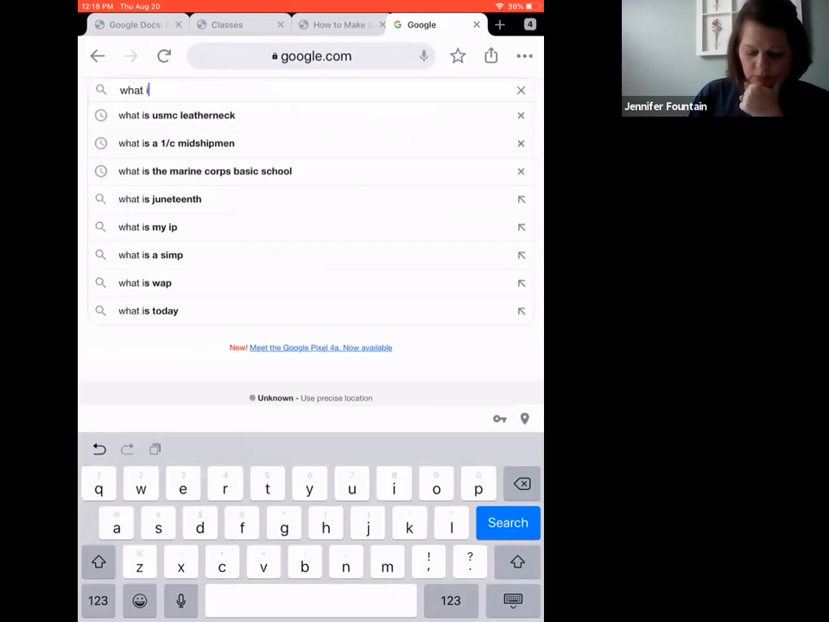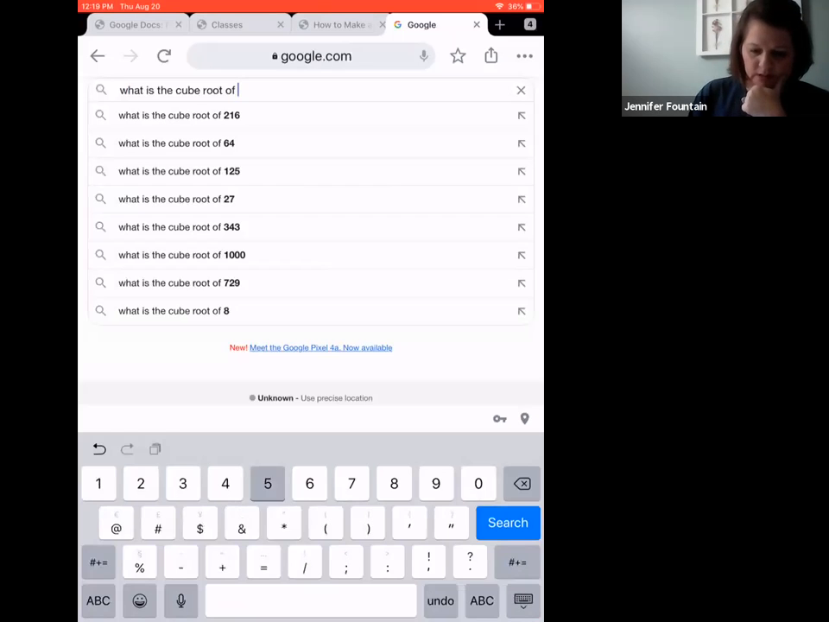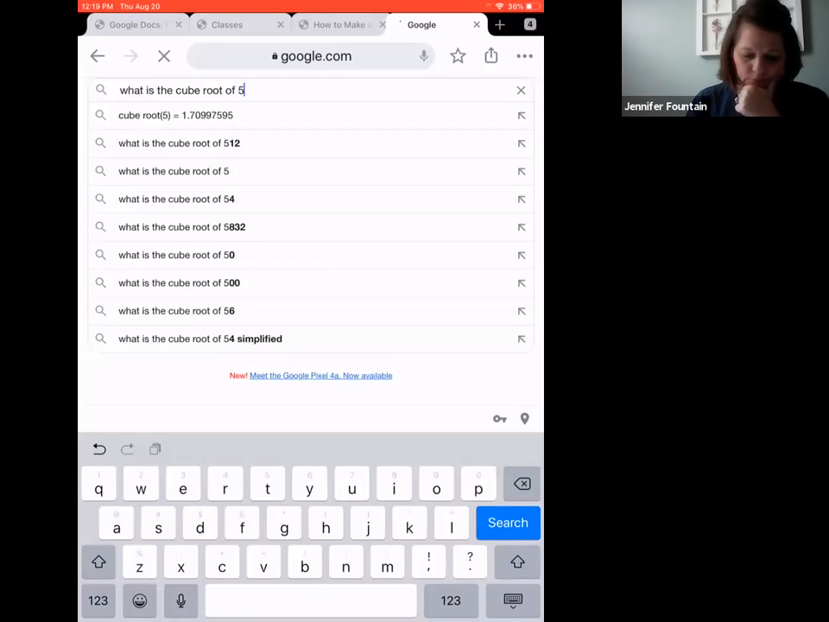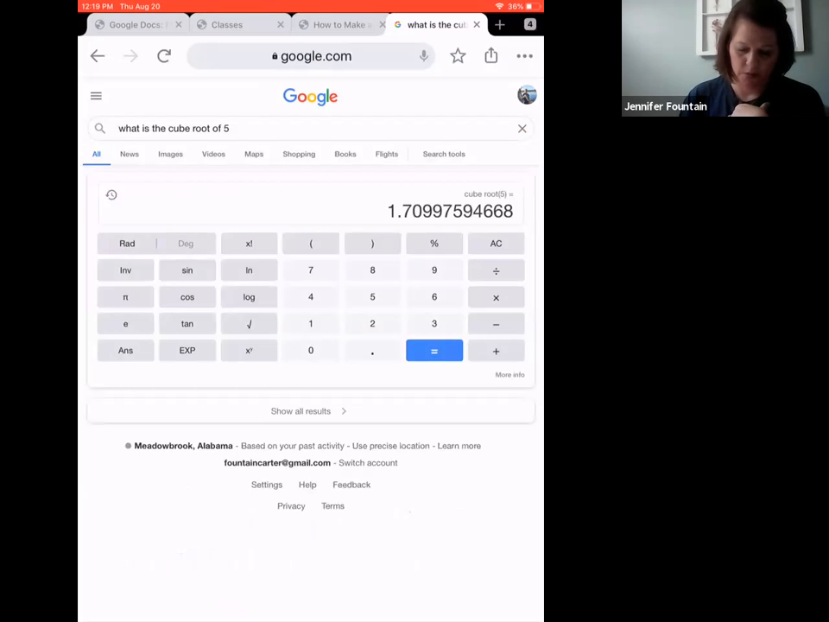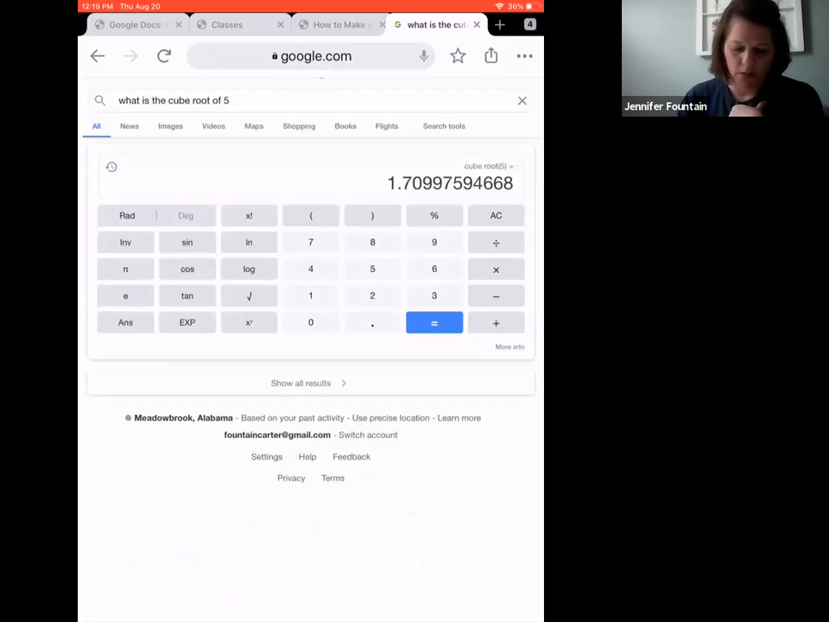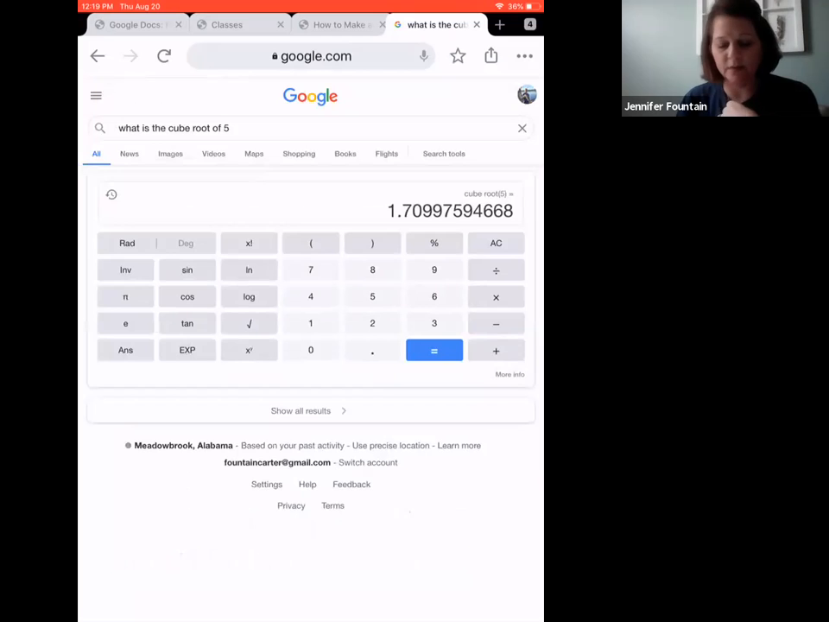What is the cube root of 5? Okay, so the cube root of 5 ends up being 1.7099759. So it's a number with a whole bunch of decimals that I'm not going to want to deal with. So I'm not going to worry about changing a cubed root. I'm going to leave it as a radical.